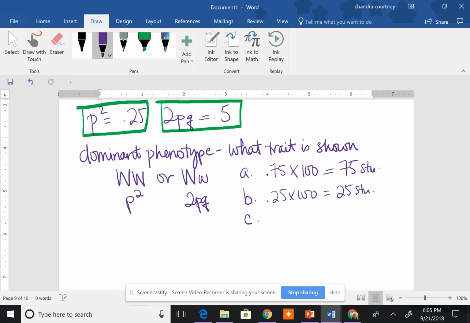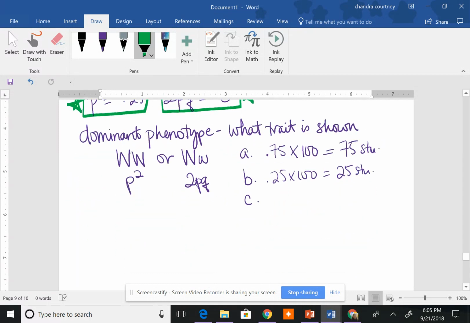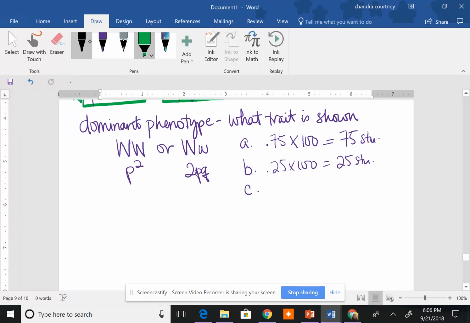Okay, part C wants to know how many of these students are heterozygous. So now we go back and we look at our 2PQ number. So this one right here, we've already done this one. So that's our 0.5 value, but they still just want to know the student count, so it would be 0.5 times 100 to give you 50 students.